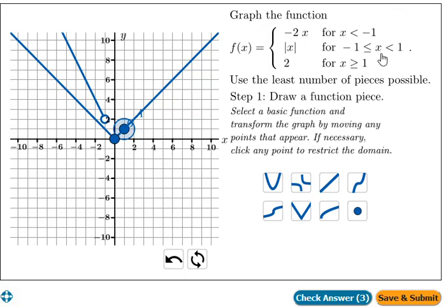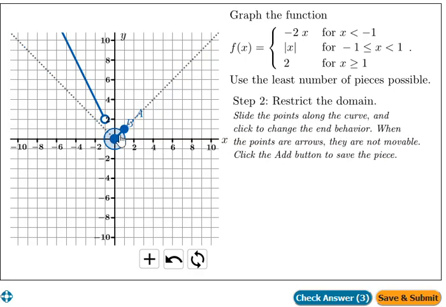Now let's see our restrictions. So x is greater than or equal to -1. Okay, so that's right here. Let's hold it in place. And now let's move it. So x is greater than or equal to -1, so that's right here, and that's a closed dot. But x is less than 1, and that's an open dot.